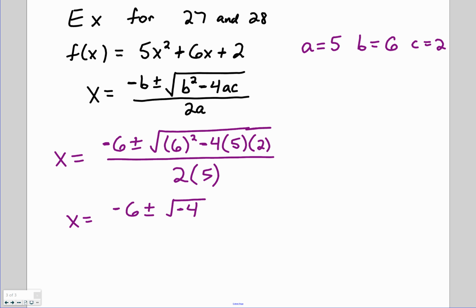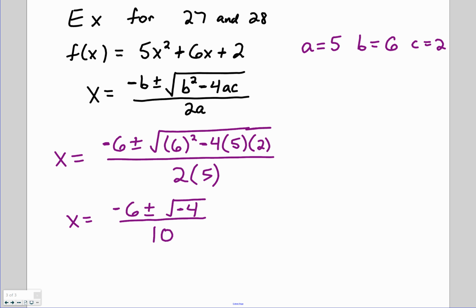Oh, no! The square root of negative 4? Oh, I can't do that. Why can't we do that? Can't take a square root of a negative. All right, so you'll have to know what that means when you're doing this on your final. All over 10.